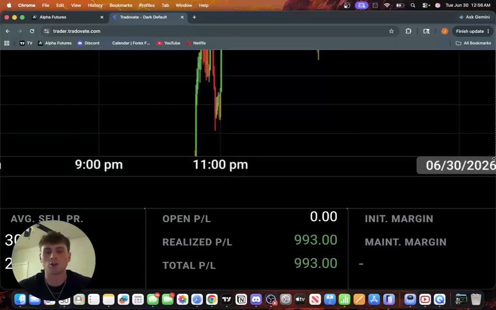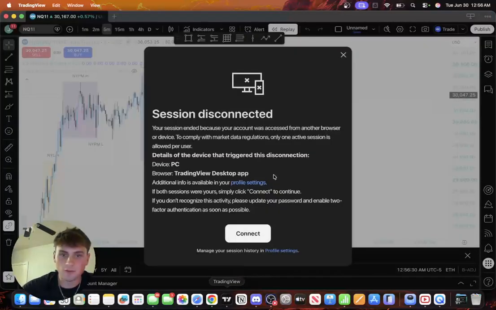Alright, what's up guys? So today I'm going to show you exactly how I made $1,000 on my prop firm Premium Alpha Futures account, 50K account. This is the exact trade I took today to make $993.